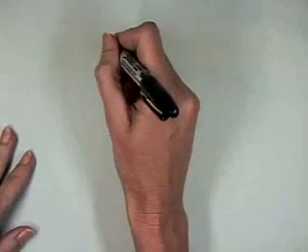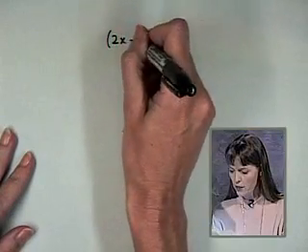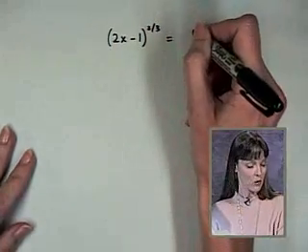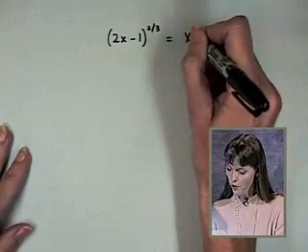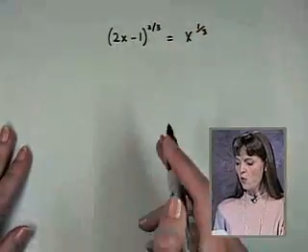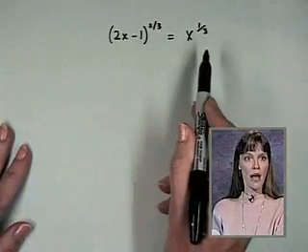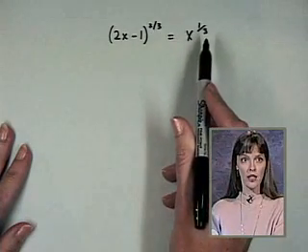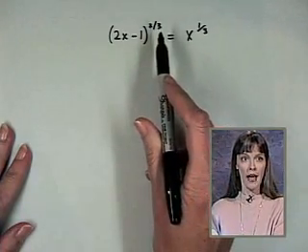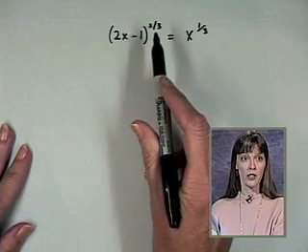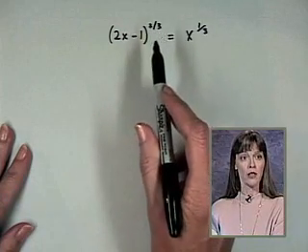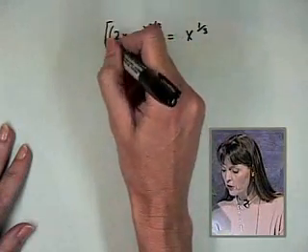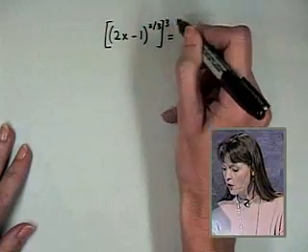We have (2x minus 1) to the 2/3 power, and we have that equal to x to the 1/3 power. Now, when we're trying to find an appropriate power to raise this to, notice that the index of our root is actually 3. Remember that when you have a rational exponent which has a denominator of 3, that really means cube roots. So what we're going to do is raise both sides of this equation to the 3rd power.